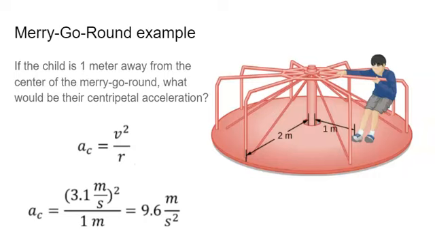Finally, we can calculate the centripetal acceleration by substituting in the tangential velocity and the radius. When we do that, we get 9.6 meters per second squared.